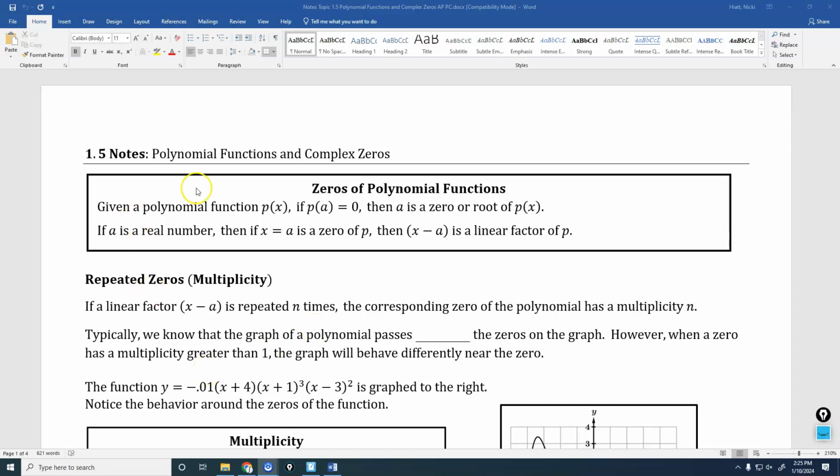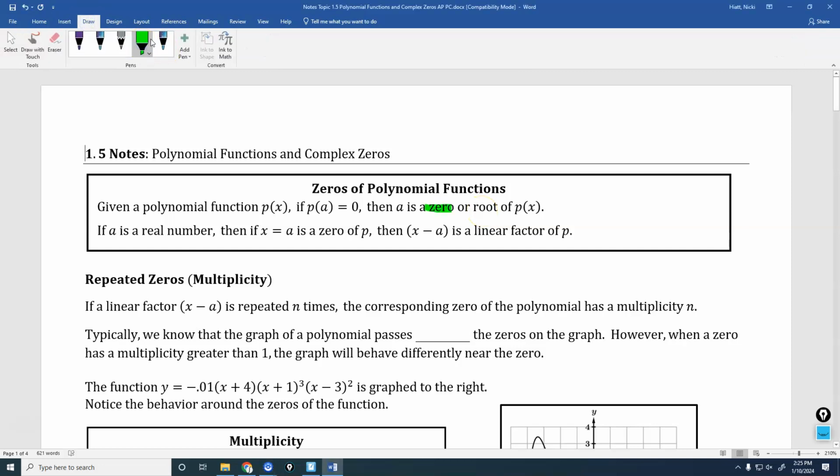Today we are going to look at polynomial functions and complex zeros. To talk about zeros of a polynomial function first, if you have a polynomial function that's called p of x, if p of a equals 0, then a is a 0 or root of p of x. So you can see those two terms right there, 0 and root, can be used interchangeably.